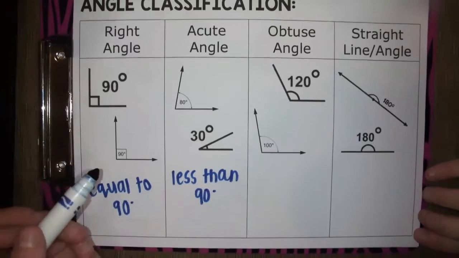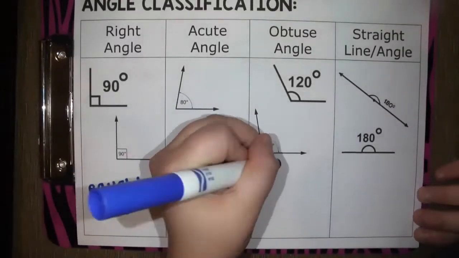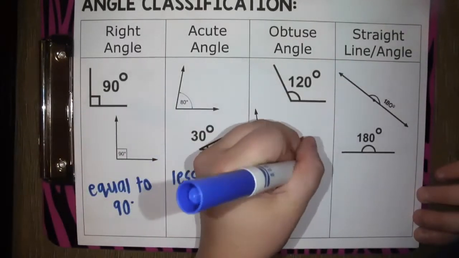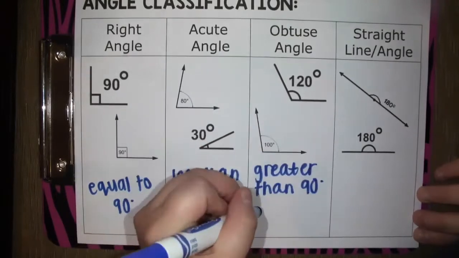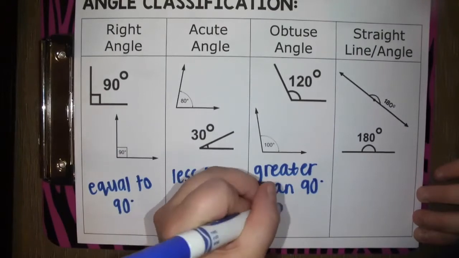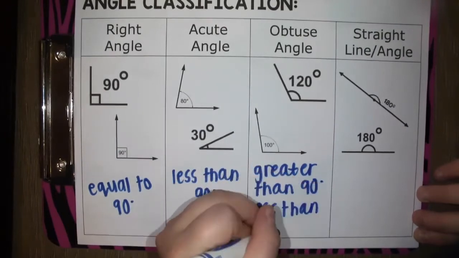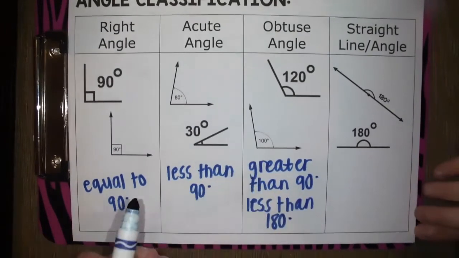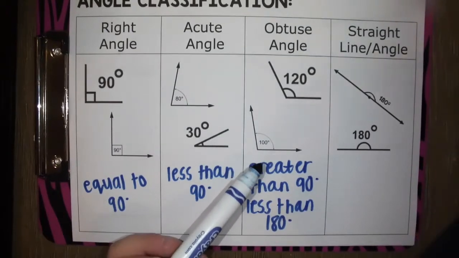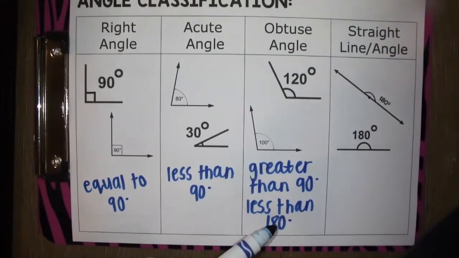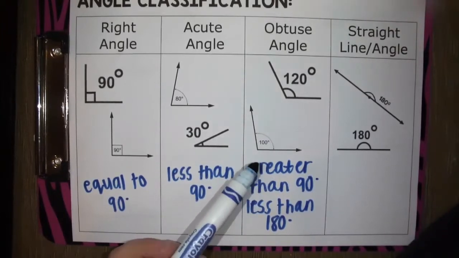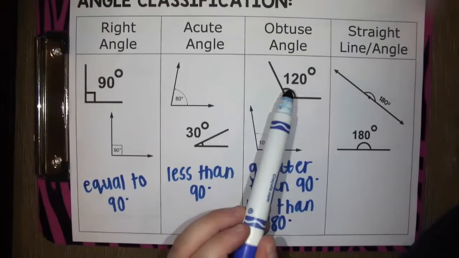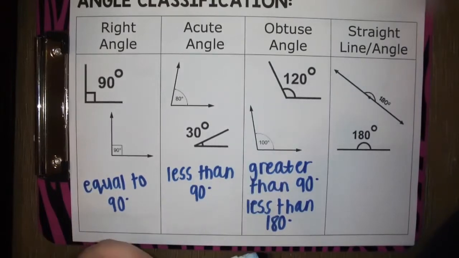Now, obtuse angles have to be greater than 90, but also less than 180. So as long as an angle is greater than 90 degrees, but less than 180 degrees, then you can classify it as being obtuse. So that is why this 100-degree angle and this 120-degree angle are classified as being obtuse.